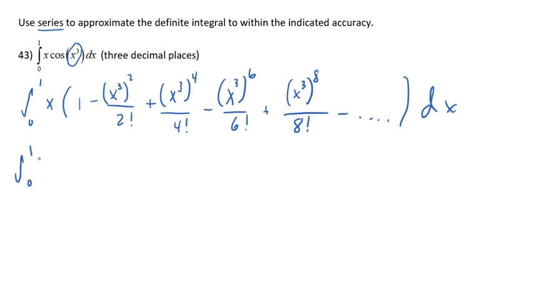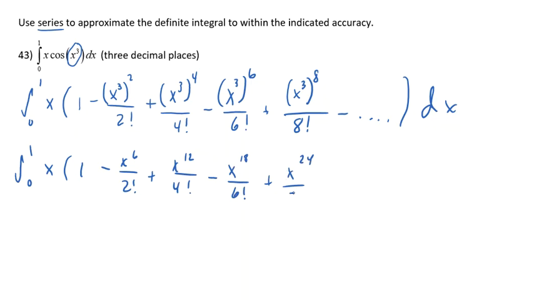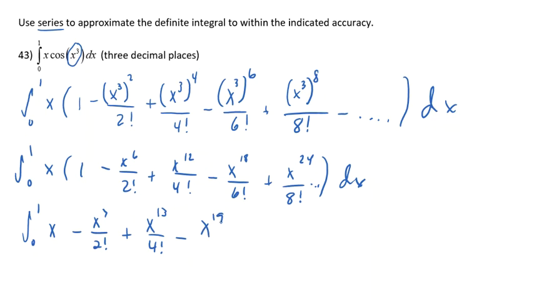So I'm just going to simplify a bit. So I have x to the 6th over 2 factorial plus x to the 12th over 4 factorial minus x to the 18th over 6 factorial and x to the 24th over 8 factorial, dx. Now if I distribute this in, I'm going to have x minus x to the 7th. Now you could write this in series notation and integrate it that way. I'm choosing to do it term by term, but it wouldn't be wrong to do it another way.